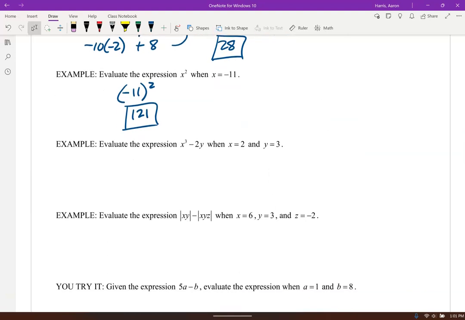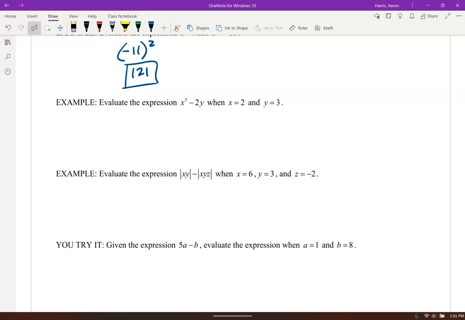Let's do a few more and then we'll have you guys try this next one. X cubed minus 2y. So x is 2, so I have 2 being cubed, minus 2 times y is 3. 2 times 2 times 2 is 8, minus 2 times 3. Well, 2 times 3 is 6. So 8 minus 6 just ends up being 2.